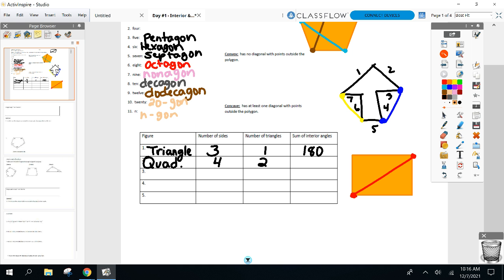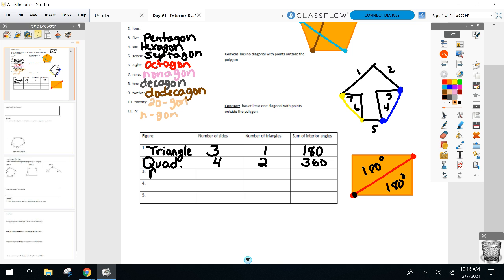How many degrees are in each triangle? 180, 180. How many total degrees? That's where 360 comes from if you're interested, because it can form 2 triangles. So that's what you're going to do for the next 3 I put up here. How many triangles can be formed from one vertice? And then times 180 to give me the number of degrees in the total figure.